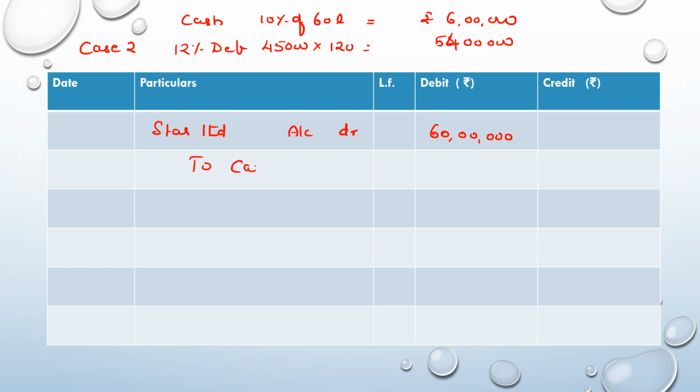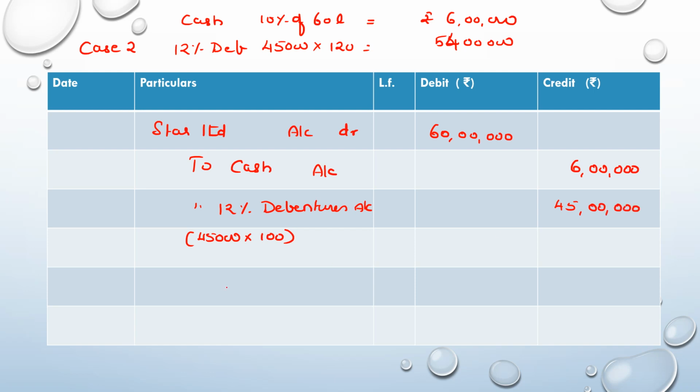Out of that, in cash they paid off 6 lakh. Balance by issue of 12% debentures account. Here, how many were issued? 45,000 debentures of 100 each. Always the par or nominal value is what is credited to the debentures account. The extra 20%, that is 20 rupees, is premium which has been collected. So we credit securities premium reserve account for the premium amount.